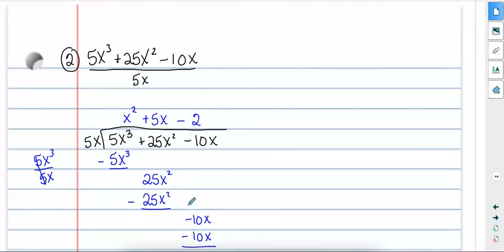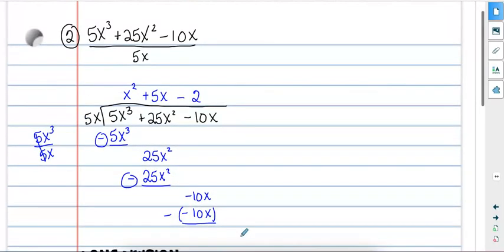And then we have to subtract, right? The rule was to subtract like we did over here. So we're going to subtract this part. And when we do, this becomes a big plus, right? So this ends up being 0. So our quotient is x squared plus 5x minus 2.